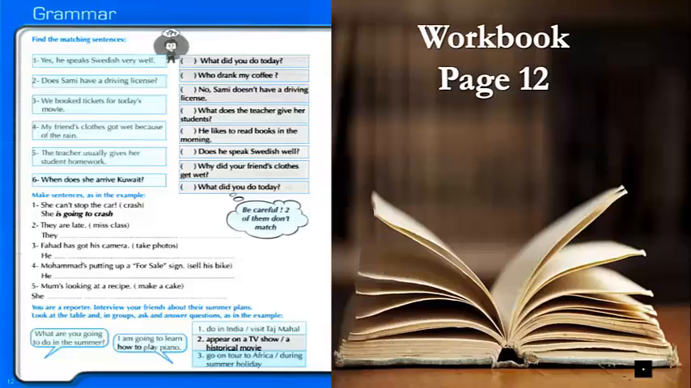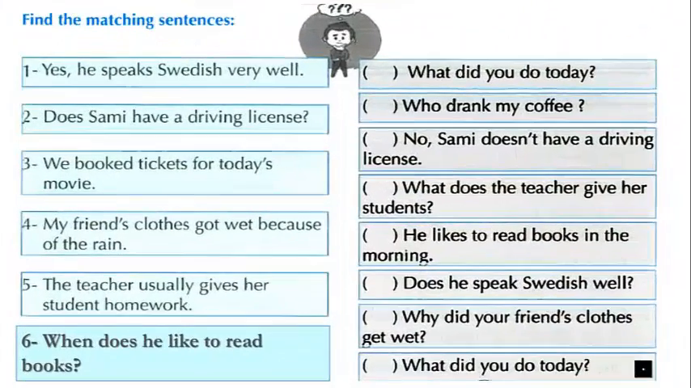Now, your workbook, page 12. Find the matching sentences. Number 1 on the left: yes, he speaks Swedish very well. Number 2: does Sammy have a driving license? Number 3: we booked tickets for today's movie.